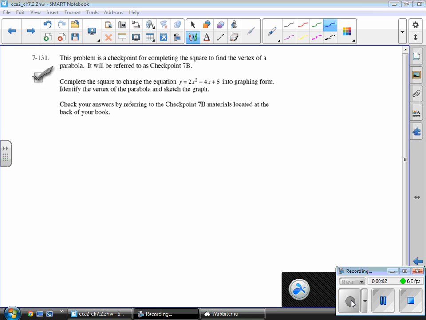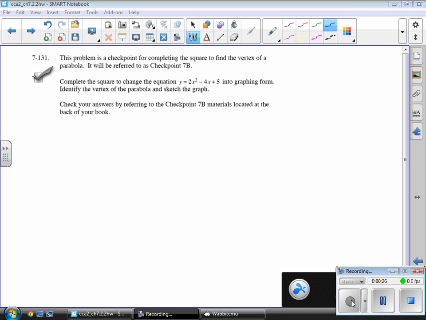This is problem 7-131 from section 7.2.2. This is a checkpoint problem on completing the square, so make sure you really understand this question. If you're still not sure, you should see your teacher to get extra help. I would strongly encourage you to get help because it's most likely going to be on the Chapter 7 test. It's something we need you to know how to do by now.